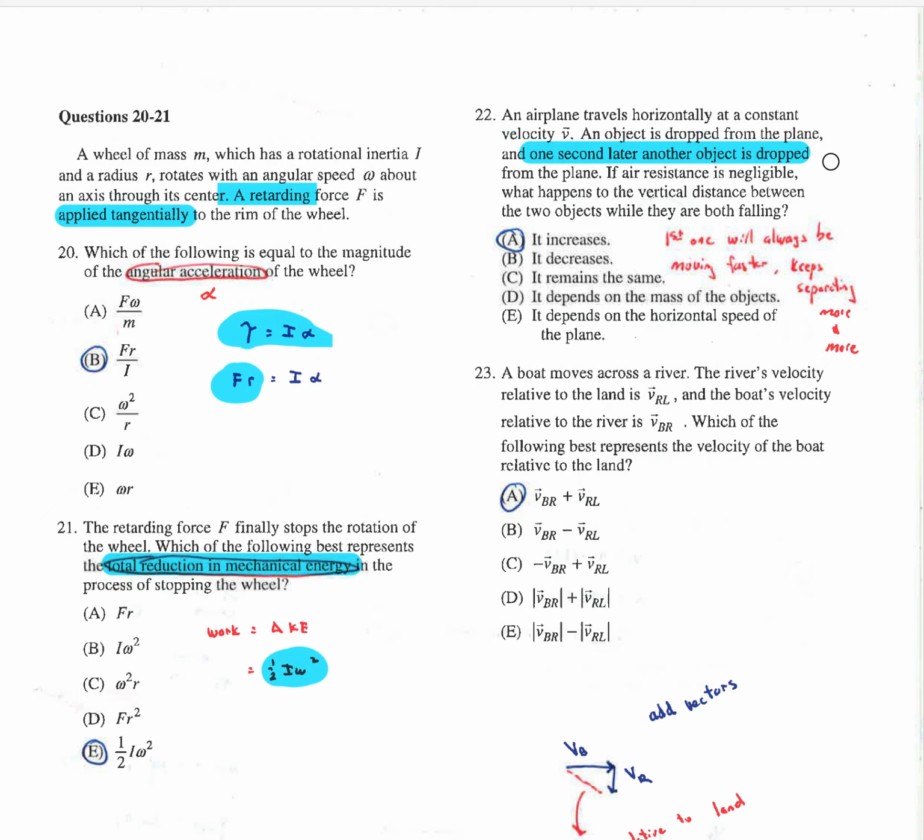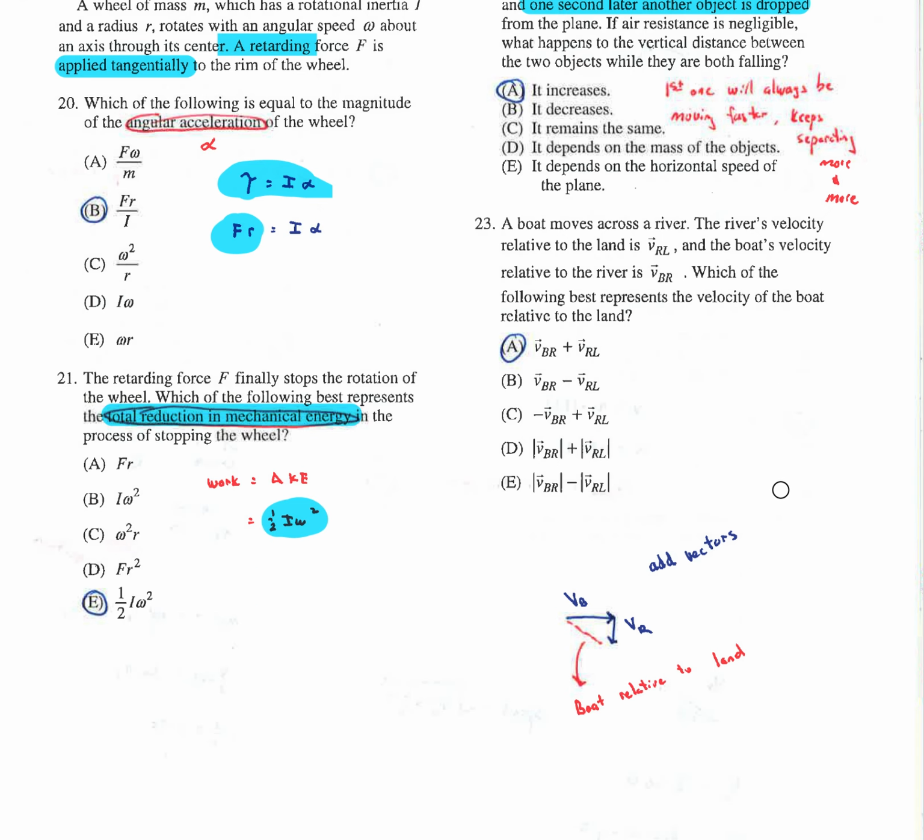And then after another second, at the end of that second, the first one's now going 19.6 meters per second, and the second one's going 9.8 meters per second. But if the first one is always moving faster, it will always keep separating more and more. And so the distance between them will increase. The first one will always be moving faster.